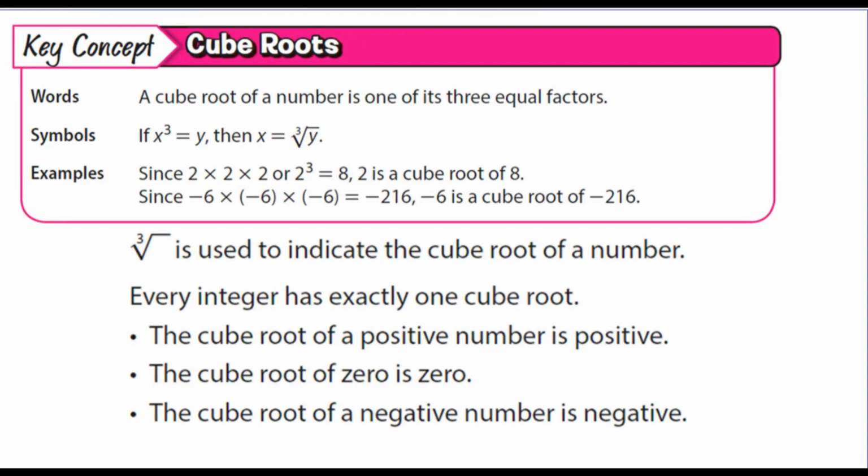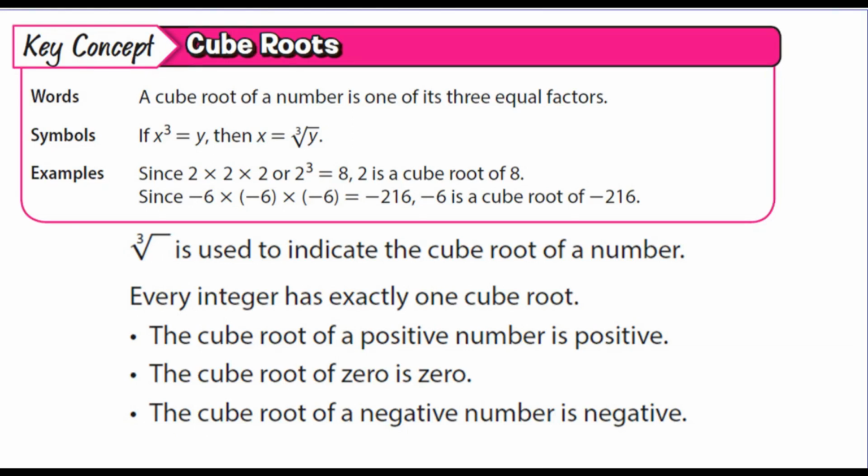What about cube roots? A cube root is similar to a square root, but a cube root of a number is one of its 3 equal factors. So now we're taking something to the 3rd power to get that number. So if x to the 3rd power equals y, then x is the cube root of y. So a couple examples there. 2 times 2 times 2, or 2 to the 3rd power, is 8. That means that 2 is a cube root of 8.